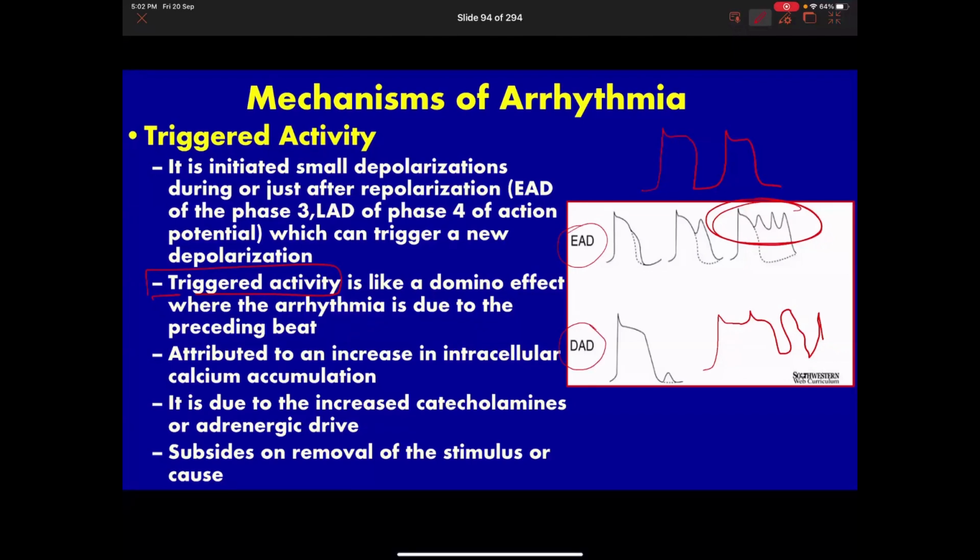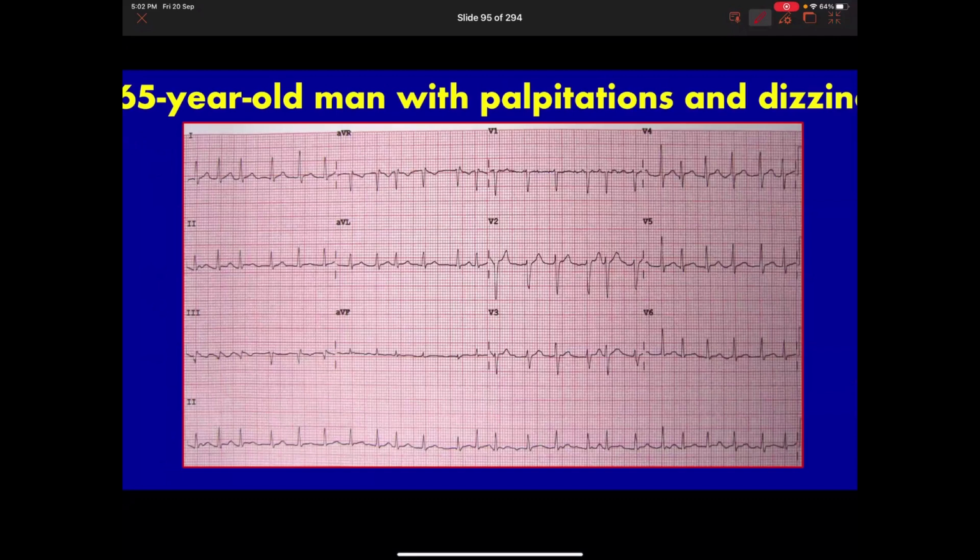just know that they look like this, if you get the picture. So delayed after depolarization and early after depolarization, okay?